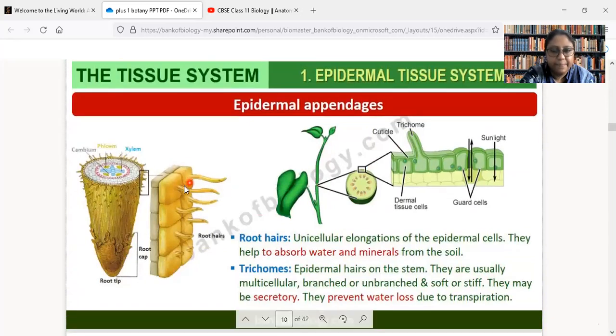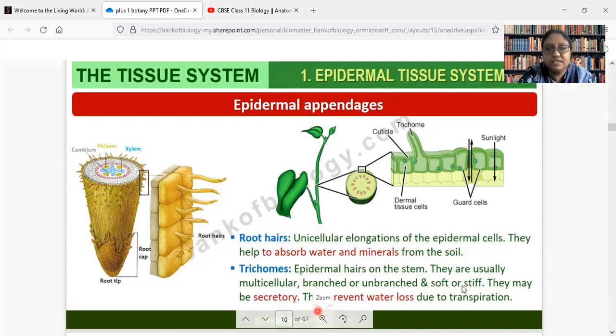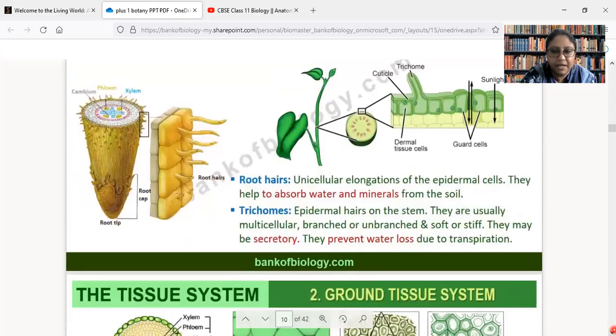The epidermis can have appendages like root hair, or stem hair which are called branched or unbranched trichomes. They may be secretory also. For example, there are plants which cause itching of body parts. You studied in chemistry grade 10, in the acids, bases and salts chapter. If you rub the leaf of those plants on your hand, it will cause itching. These substances which cause itching are secreted by the trichomes of the plant.